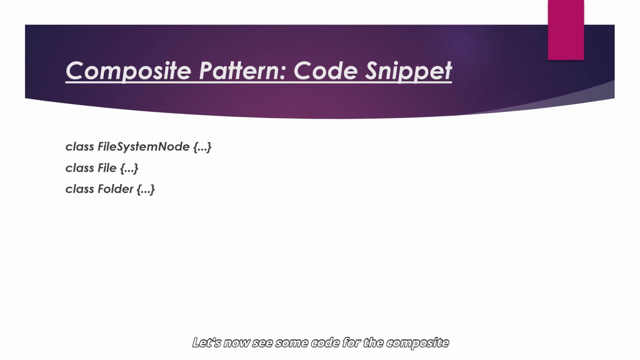Let's now see some code for the composite pattern. In this example, we have a file system node base class. The file class is a leaf that represents individual files, while the folder class is a composite that can contain other file systems, whether they are files or folders. This allows us to treat files and folders uniformly, making it easy to display the file system structure. With this pattern, we can recursively perform operations like displaying the structure or calculating the size of the files.